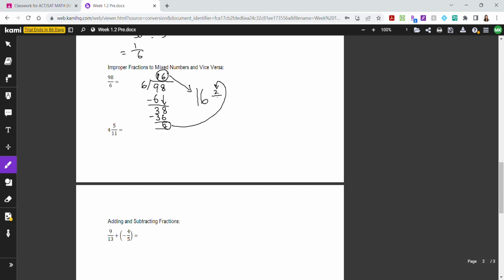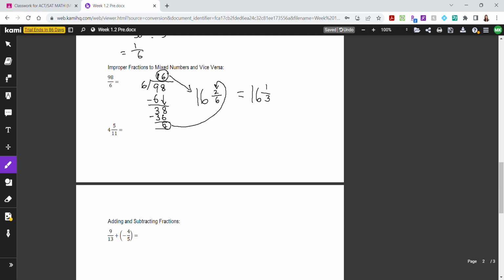And then we're going to take 6 because we divided by that. And look, we can still simplify this further, right? So, we know that 2 and 6 can both be divided by 3, so that will give us 16 and 1/3. And that's how you change an improper fraction to a mixed number.